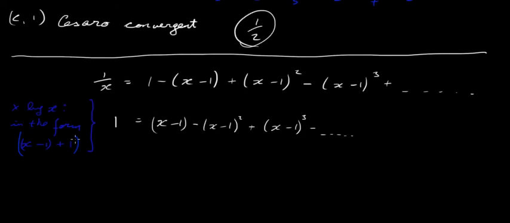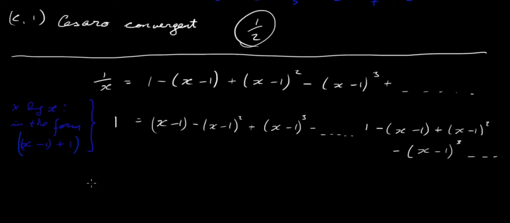Now I'm going to multiply everything by 1. So multiply 1 by 1, that will just give me 1. Multiply this by 1, that will give me minus x minus 1. Multiply this by 1, I get plus x minus 1 squared. Multiply this by 1, that will give me minus x minus 1 cubed, and so on and so on.